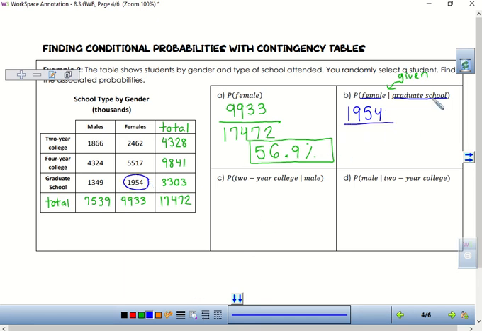And then, to find the denominator, you take the total of the second part of the slash. How many total students went to graduate school? Good, 3,303. And that amount comes out to be approximately 59.2%. Okay? So now we're going to move on to our next part.